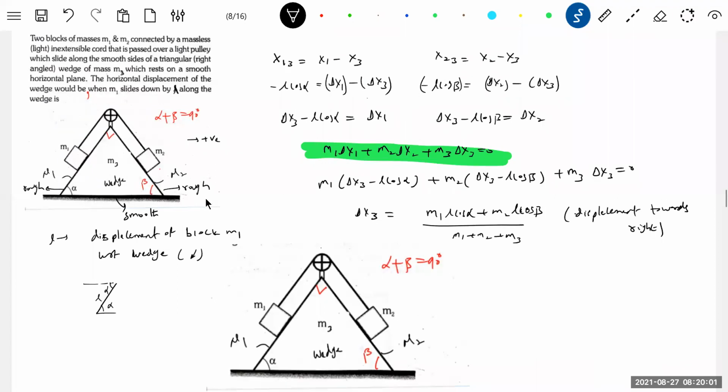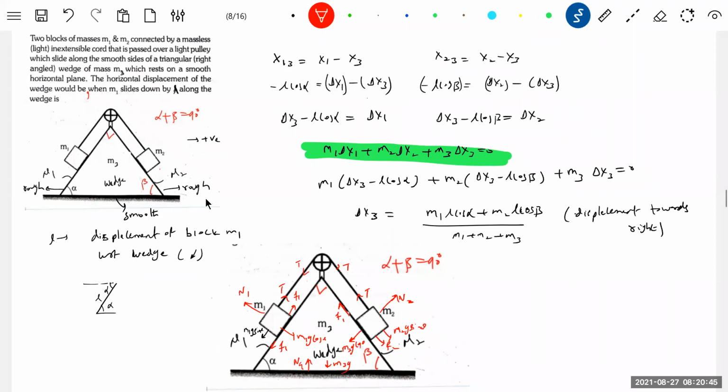What are the various forces acting? M1g sine theta, the friction on the wedge, tension, normal contact, mg cos theta, tension, here tension, m2g sine theta, friction F2, then on the wedge, this F1. There's a normal contact N2, m2g cos theta, the weight of the wedge, and the normal contact from the ground.